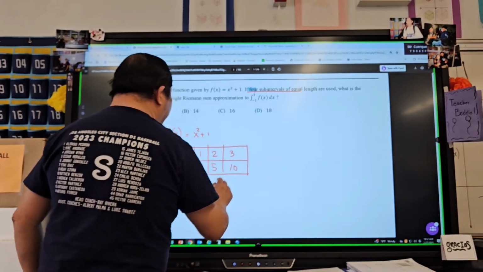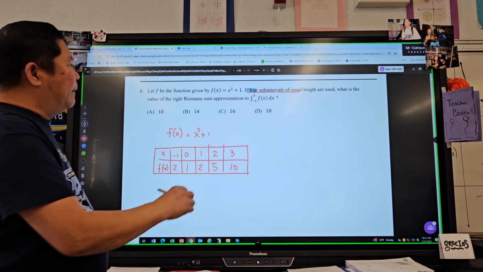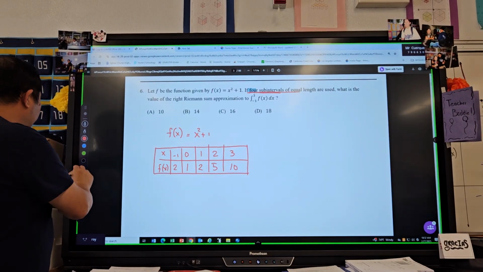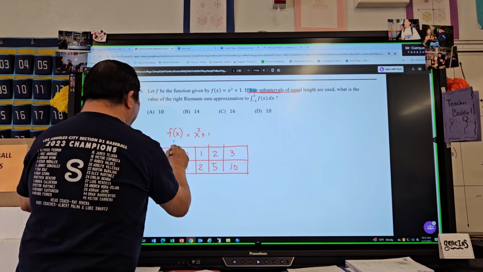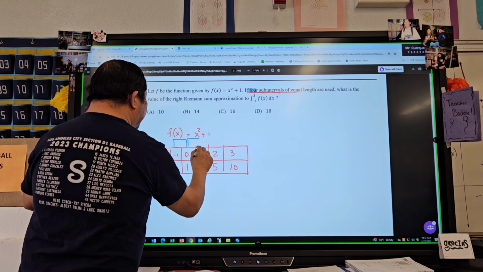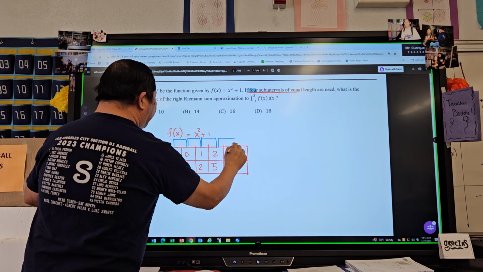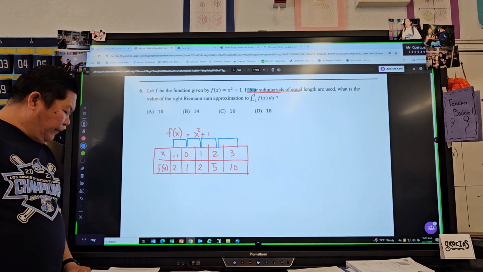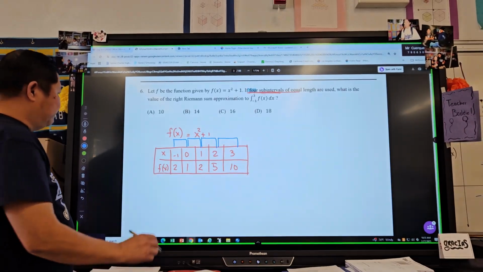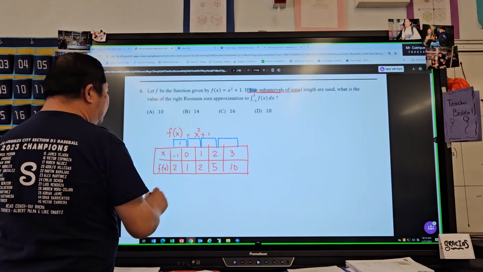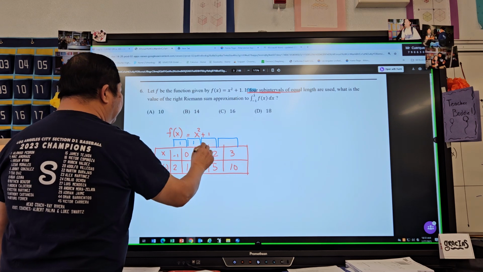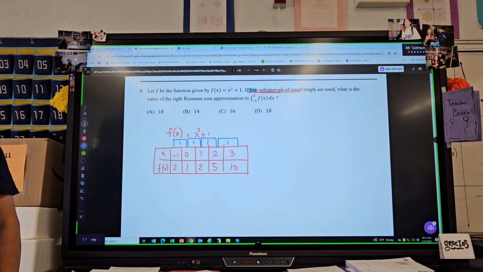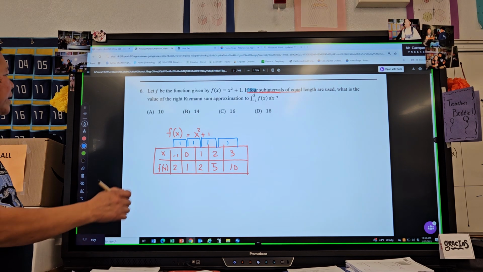Okay, what does it say? 4 subintervals. So which means if we do 4 subintervals, we have here 1, 2, 3, and 4. What is the interval from 0 to negative 1? It's going to be 1. Then 1 to 0. 1. 2 to 1. 3 to 2. So, everything is 1.